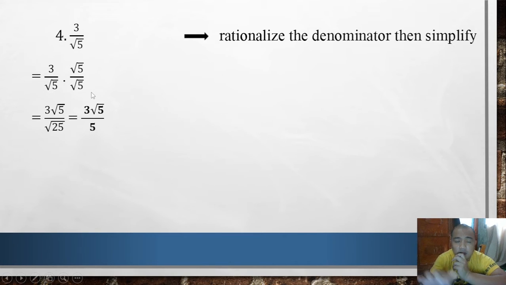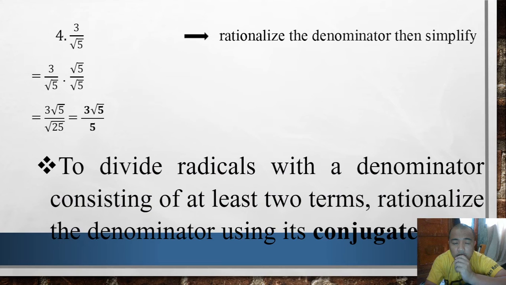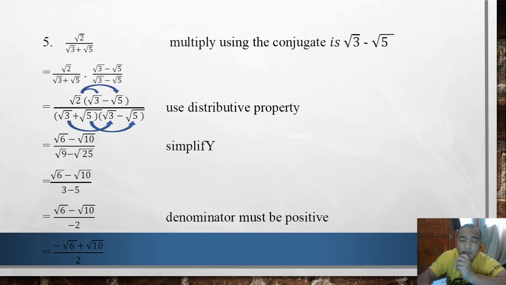So the final answer is 3/5 square root of 5. Okay, that's how we rationalize the denominator. So to divide radicals with the denominator consisting of at least 2 terms, rationalize the denominator using its conjugate.